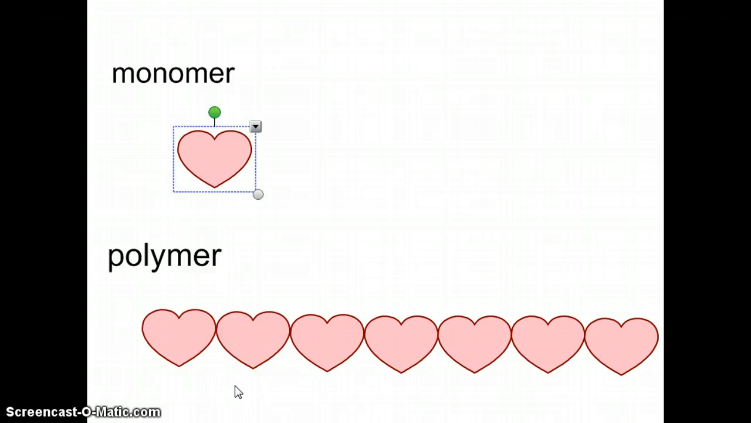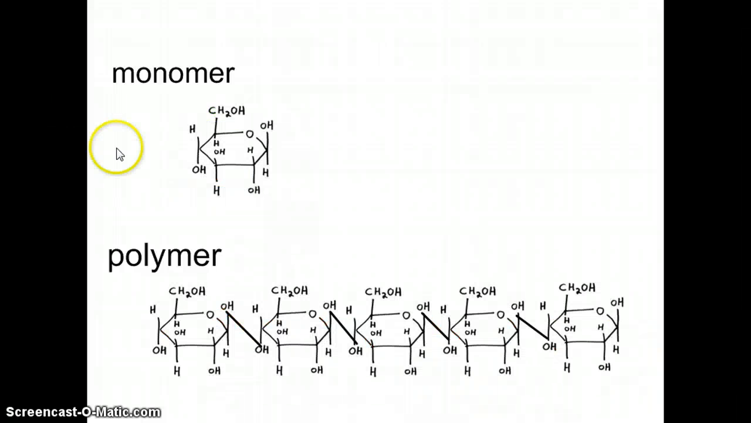When you talk about polyester, the fabric that our clothes are often made out of, ester is the monomer, and the polymer is polyester. So if we take that heart molecule and make it into an actual molecule that our body uses, like glucose, okay, this is a glucose molecule right here, it's a sugar. This is the monomer, and when you make the polymer of it, a whole bunch of glucose is put together, that makes a starch. So a starch is a polymer, and glucose is a monomer.